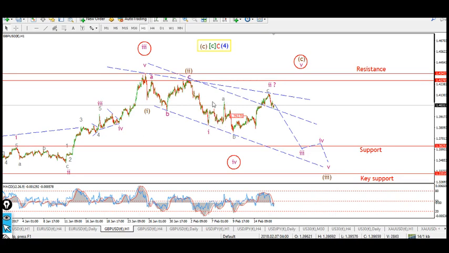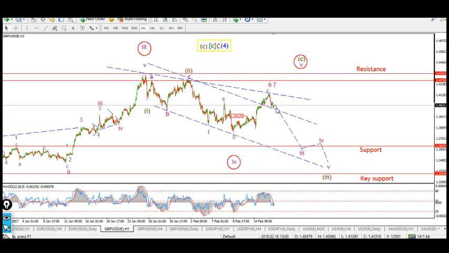So we have the 3-wave correction in wave A, 3 waves in B, and then we get this complete flat correction again with 3 waves in A, 3 waves in B, and then a 5-wave C pattern. So a double combination would be a full wave pattern in wave A, 3 waves in the center, and a full wave pattern in wave C. Hence the double phraseology. So we have a double wave pattern joined with a 3-wave correction.